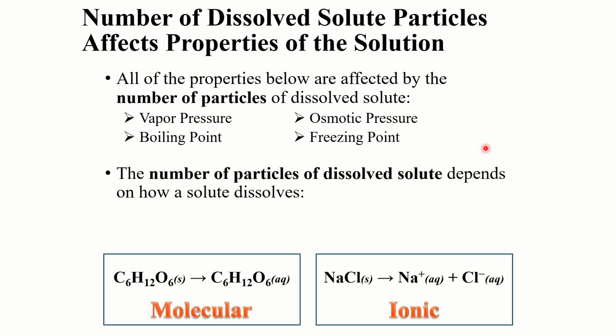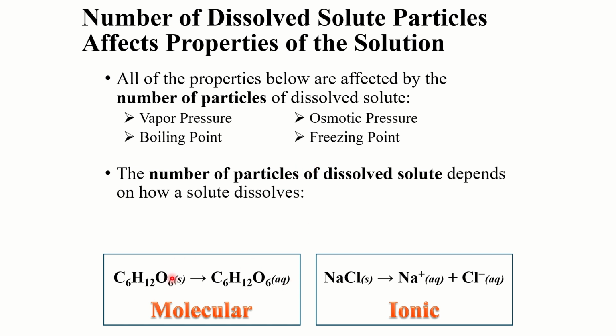The number of particles of dissolved solutes depends, however, on how that solute dissolves. And so in this way, the identity of the solute does make a little bit of a difference, right? Whether or not the solute is a molecular compound or if it's an ionic compound. But the identity of the compound here is really just being used to understand how many solute particles we have.